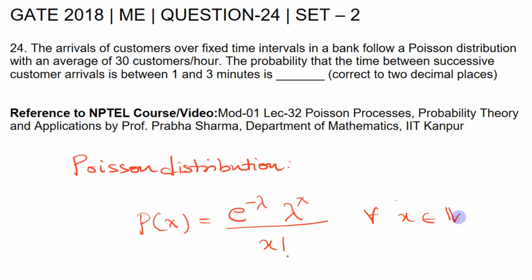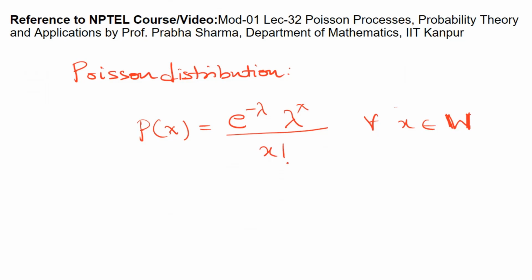So x belongs to whole numbers. That means 0, 1, 2, 3 and so on. That means 0 plus all positive integers. And here P(x) is the probability of x arrivals. X is the number of arrivals per unit time.